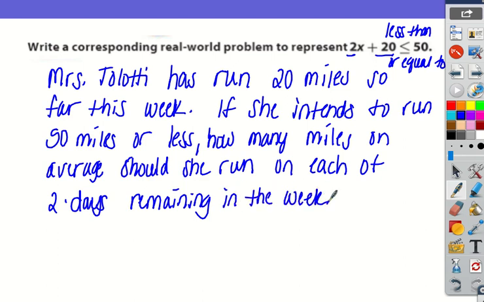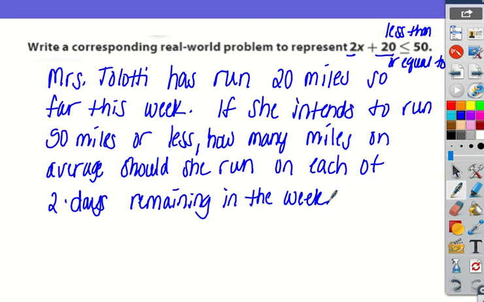You could have said, in January, Mrs. Talati ran 20 miles. If she runs 2 miles a day, when will she hit at least 50 miles? Or at most 50 miles. No, that's not a good one. This one's actually better. So Mrs. Talati has run 20 miles. That's the initial. So far this week, if she intends to run 50 miles or less, how many miles on average should she run on each of the 2 days remaining in the week? I think the part that's throwing me off is the less than.